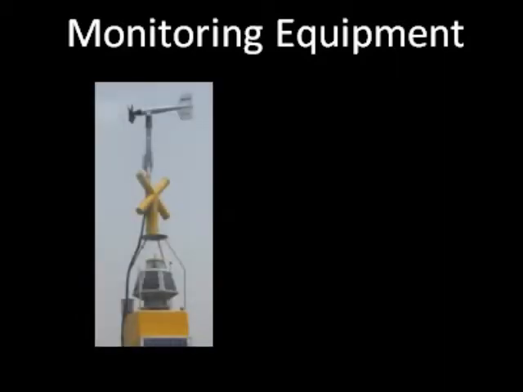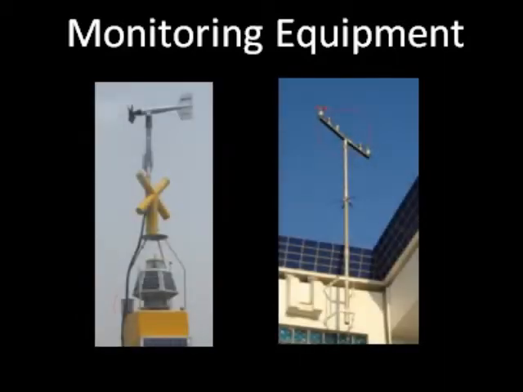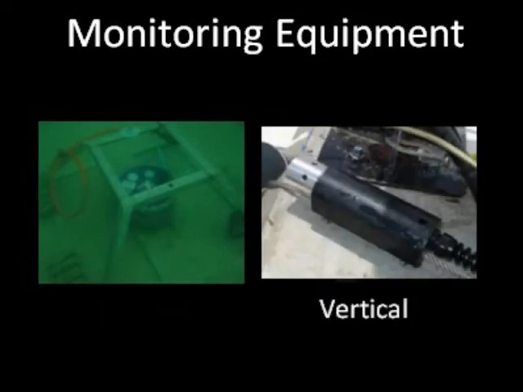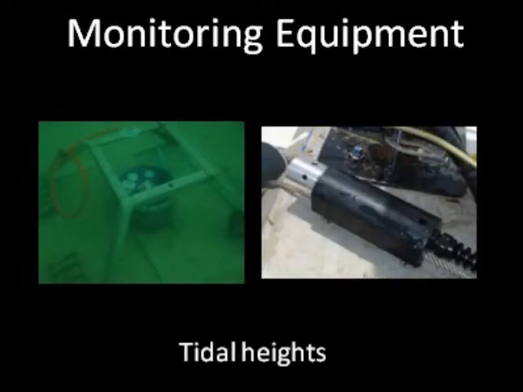Meteorological stations, both offshore, installed on two of the buoys, and nearshore, measure relative humidity, temperature and wind speeds and directions. Lastly, two different types of tide gauges, seabed installed and vertical installed, measure tidal heights. The seabed installed version is also able to measure some surface wave information where required.